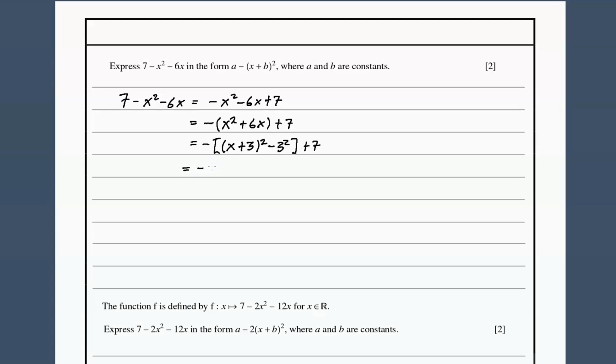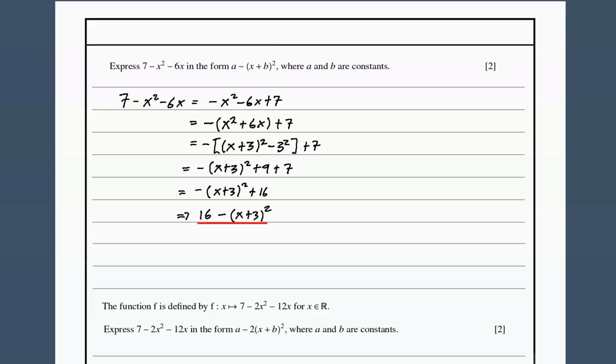So that's going to be minus, and I'm multiplying the minus 1 into the bracket, so it's minus of x plus 3 squared, and minus times minus 9 becomes plus 9, and it's plus the 7 that was already outside. So it's minus of x plus 3 squared, and 9 plus 7 is 16, and we can express it in the form they wanted, starting with the 16, so it's 16 minus of x plus 3 squared, and this here is the answer.